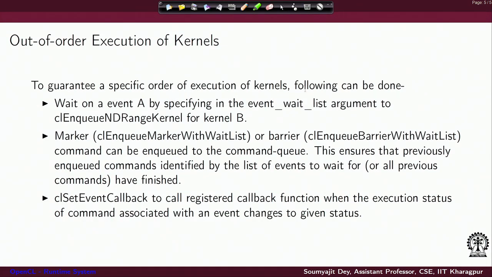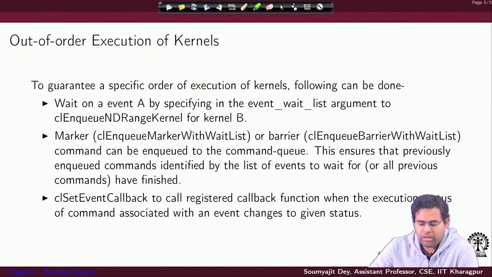To guarantee a specific order of execution of kernels, the following can be done. You may wait on an event A by specifying the event in the event list argument to the clEnqueueNDRangeKernel for kernel B. So for every kernel, I can have an event wait list, so that only when those events assume a specific value will the kernel execute. The other option would be that I put in a marker or a barrier using clEnqueueMarkerWithWaitList or clEnqueueBarrierWithWaitList.